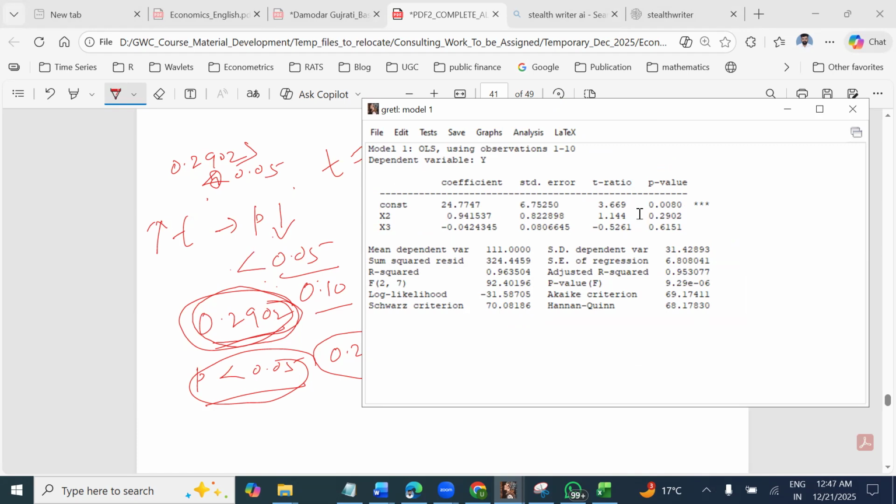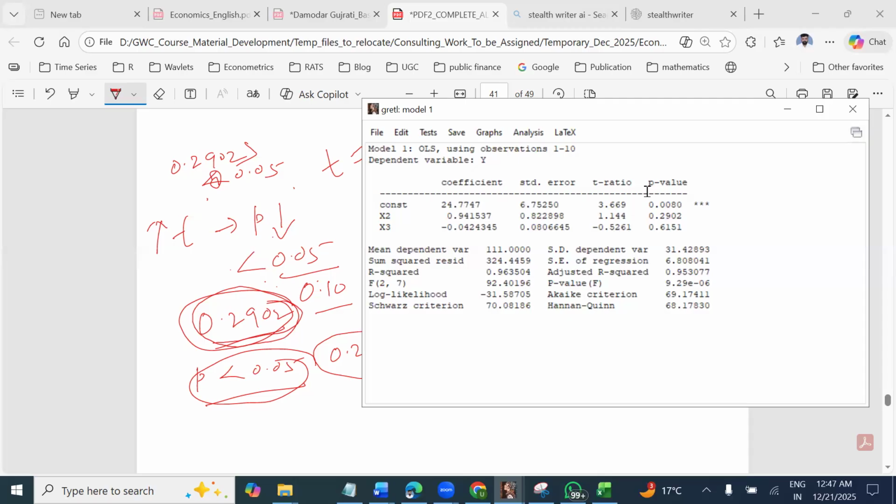So everything is not correct. There is some problem in this regression. Are you getting my point? Even though R square is very high, F is very high, these results are misleading us. Ideally, we should get 3 star or 2 star, or at least x2 should be statistically significant, but we didn't get it. So that is one of the implications of the multicollinearity problem. There is a problem.